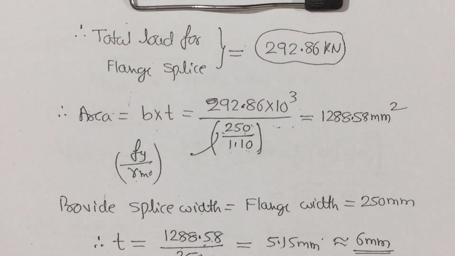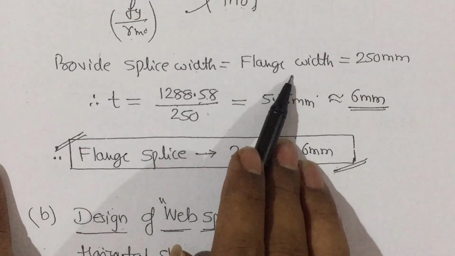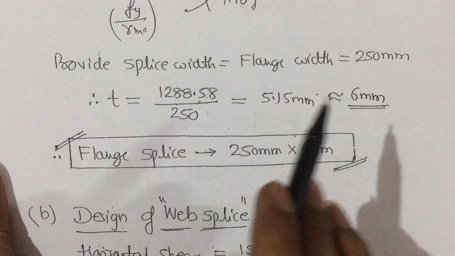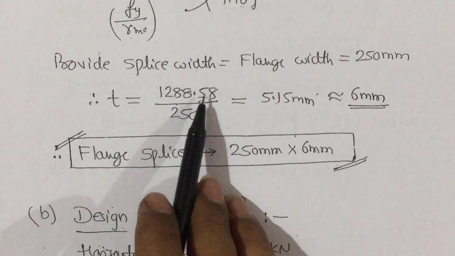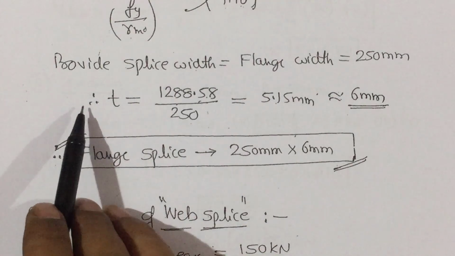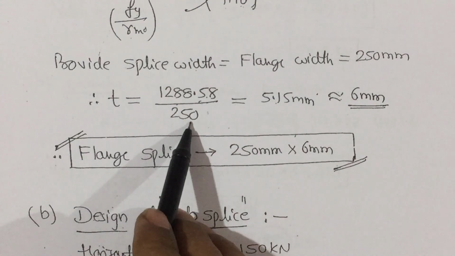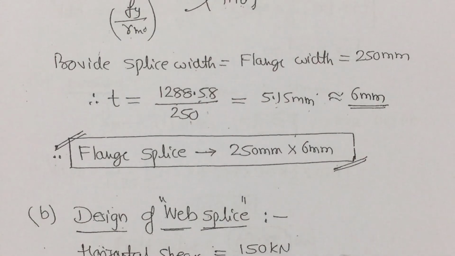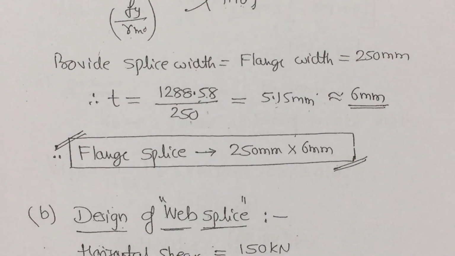Area is given by B into T. Then provide splice width equal to flange width, that is 250 mm. We have got it from the steel table. Therefore, thickness is given by area divided by this flange width. We know that B into T is equal to area, or T is equal to area divided by B, that will become 5.15 millimeter, or approximately take it as 6 mm. Therefore, flange splice we are going to get as 250 mm by 6 mm.